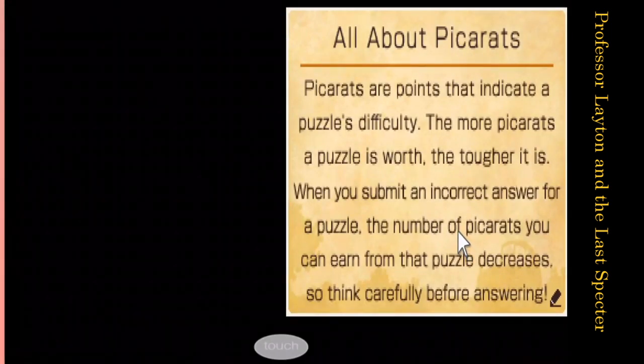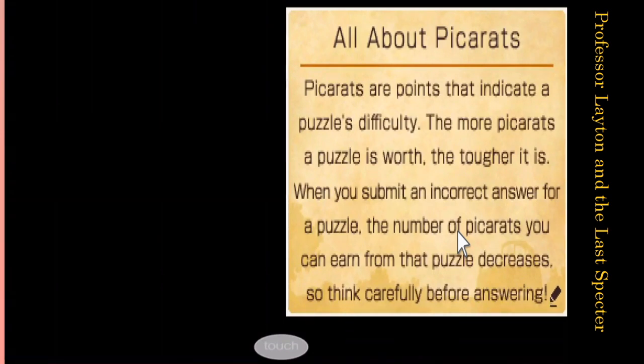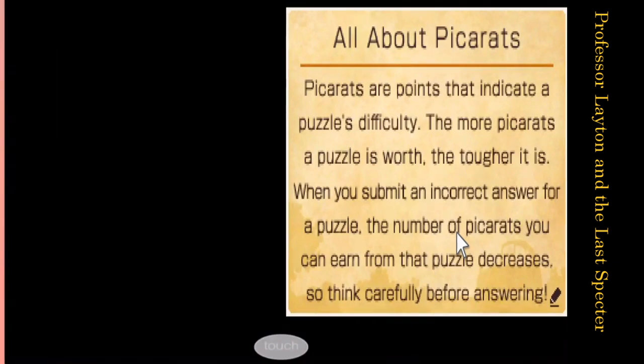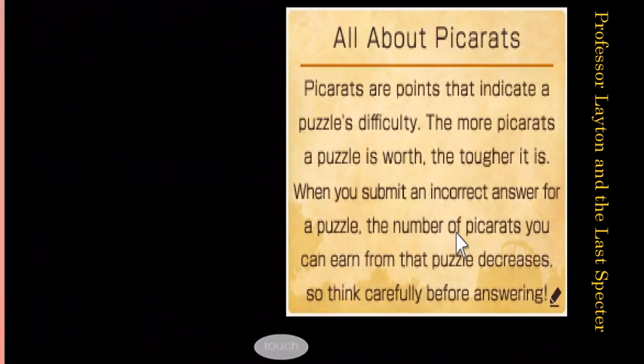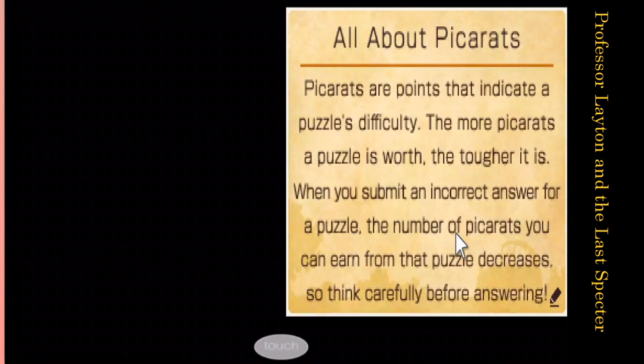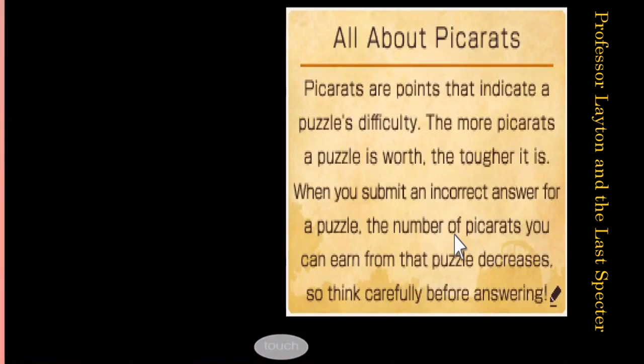Pea carrots... Pie carrots? Pea carrots? How do you say that? Is it pea carrots or pie carrots? I know it's carrots, but what about carrots? Pea carrots are points that indicate a puzzle's difficulty. The more picarets a puzzle is worth, the tougher it is. Then, when you submit an incorrect answer for a puzzle, the number of picarets you can earn from that puzzle decreases. So think carefully before answering.